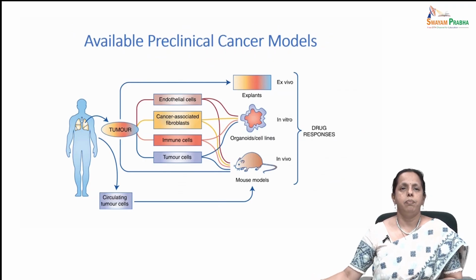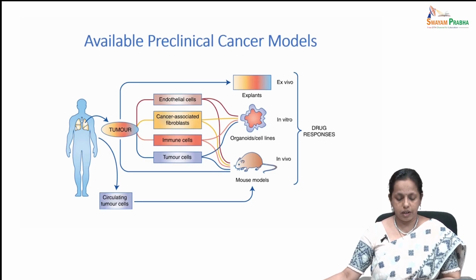These are the available preclinical cancer models, as mentioned in the first slide of my talk, where some models represent the endothelial cells, cancer-associated fibroblasts, immune cells and tumor cells in each of these preclinical models. For example, the mouse model will try to maintain all of this, along with the cancer-associated fibroblasts, and the explants also will have most of these cells along with the tumor cells.